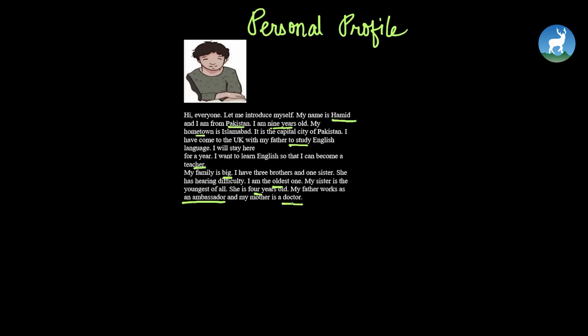So what is an ambassador? An ambassador is a person who is chosen to represent his or her nation in an international organization. I'm sure you know that, right? Okay. So, this is a personal profile about Hamid.